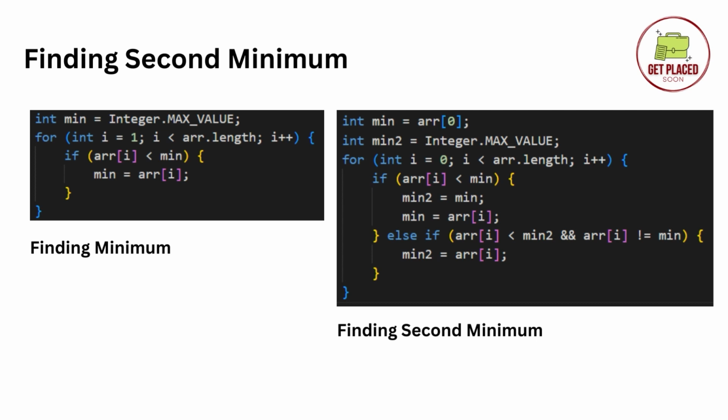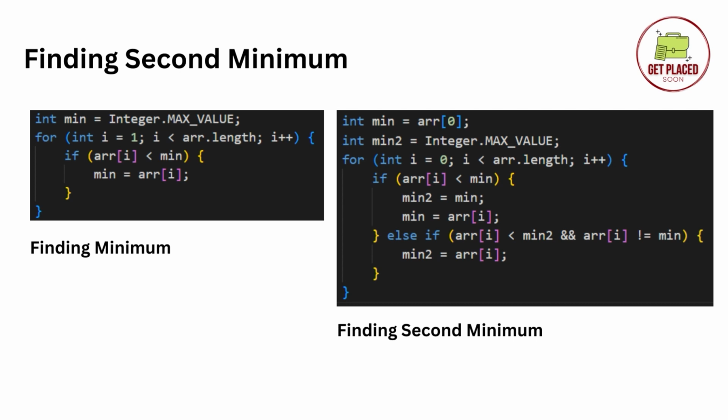So the approach is: assign minimum to the first element of the array, as anyway we are going to update it. Assign second minimum, that is min2, to the maximum. Now inside the for loop, we first check if the current element is less than minimum. If it is, we update min2 to the current value of min. So we are exchanging min2 and minimum, and then update minimum to the current element, that is arr[i].